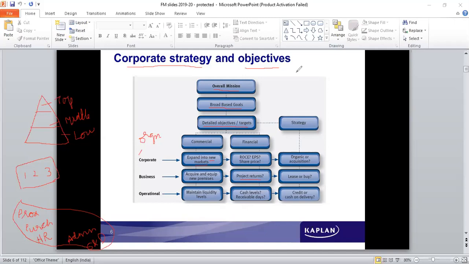So organic growth and acquisition. The strategy could be about how they would grow. See, the mission cannot be achieved in a short period of time. It has to be achieved over a long period of time. The very basic purpose of the organization cannot be achieved instantly. So during this long period of time, how would they aim to achieve this objective?